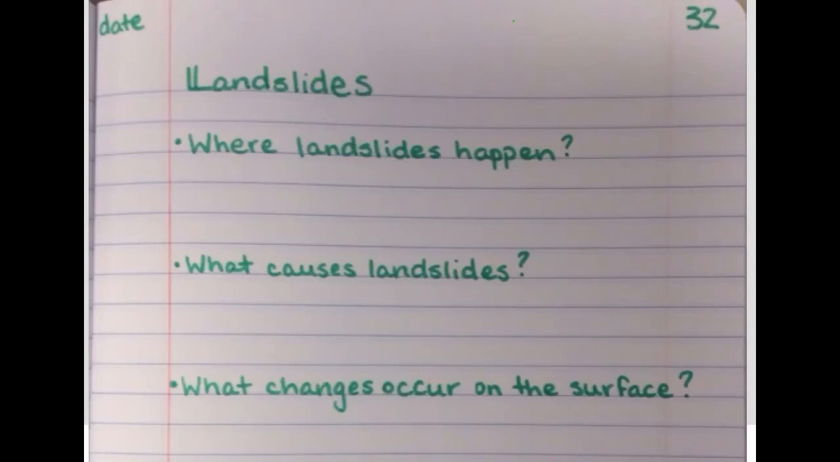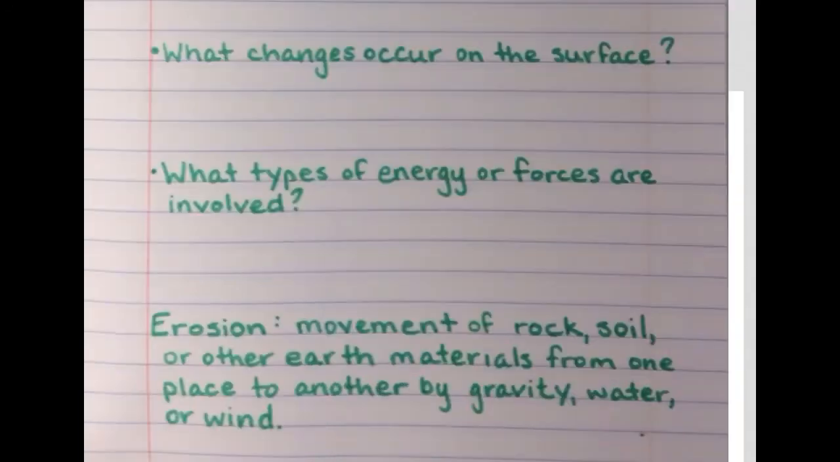And we're going to be answering these questions after looking at a few pictures and talking about what happens, okay? So your title was Landslides. This you should have already written down from last week, and you're going to answer these questions this week. We want to know where landslides happen, what causes landslides, what changes occur on the surface, and what type of energy or forces are involved.